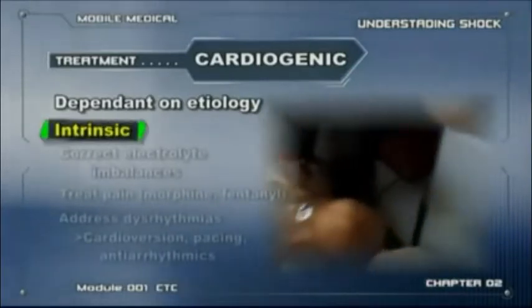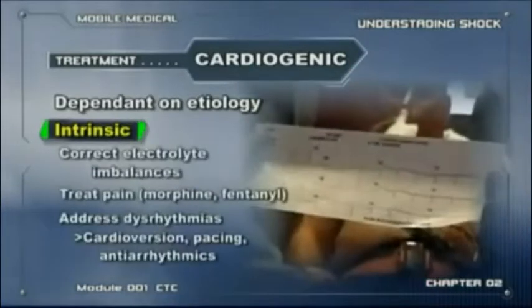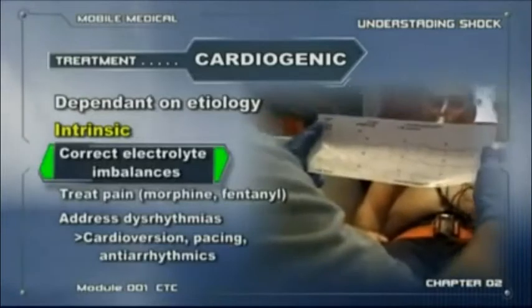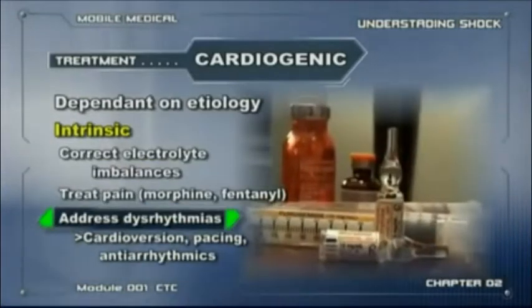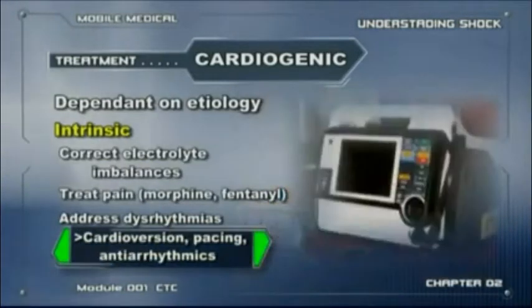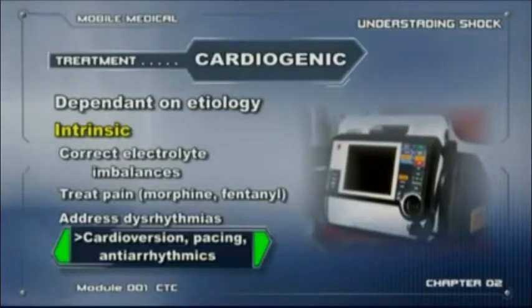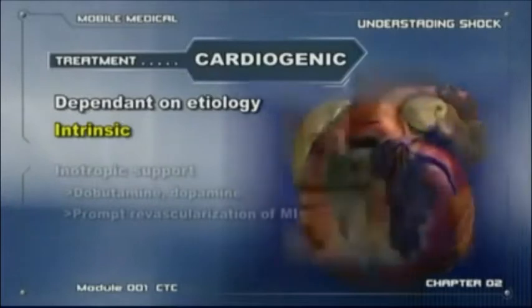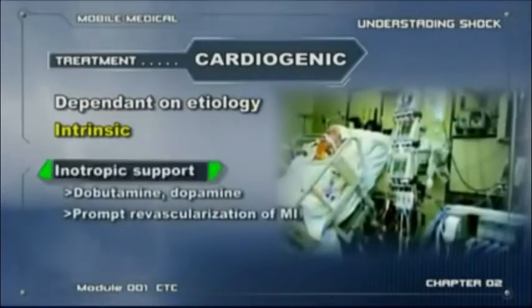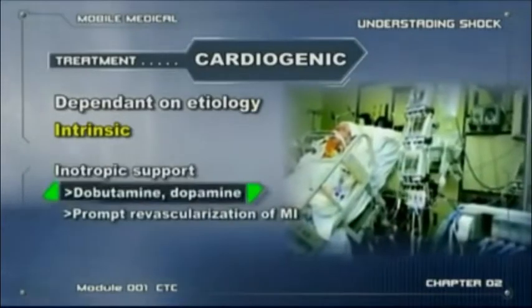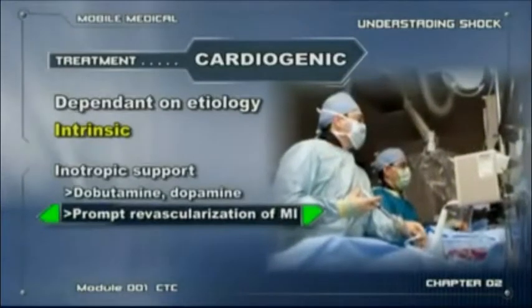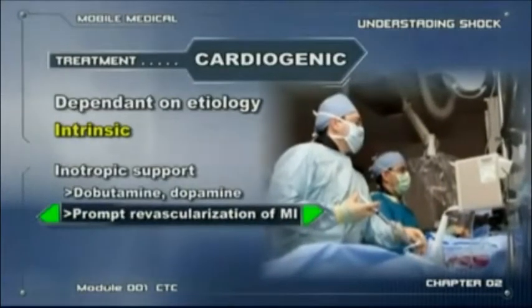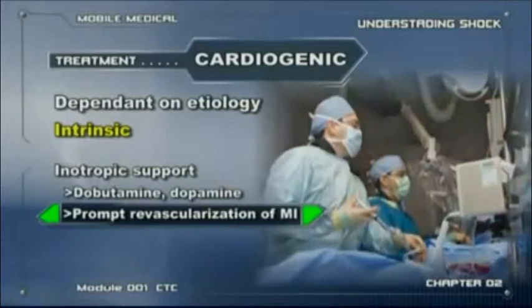Patients with intrinsic cardiogenic shock need to have their electrolyte imbalances corrected and any dysrhythmias addressed. Antiarrhythmic agents, cardioversion, and/or pacing may be used as needed. In ischemic patients, their ischemia needs to be addressed, and as needed, inotropic support may be added. Prompt revascularization may be needed, so the patients should be treated in conjunction with the cardiologist.